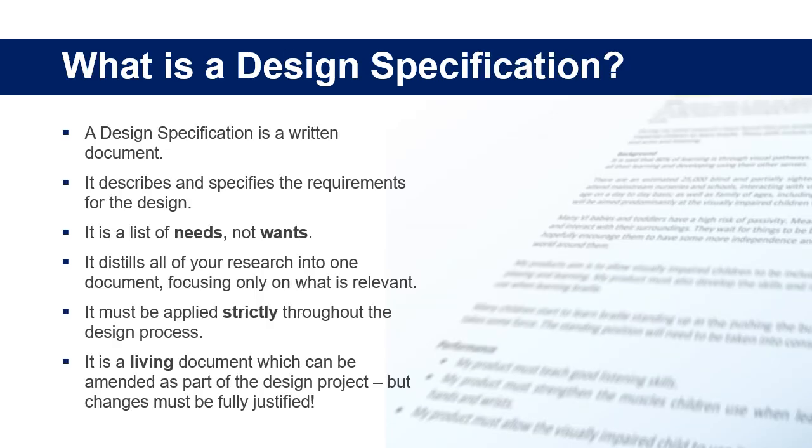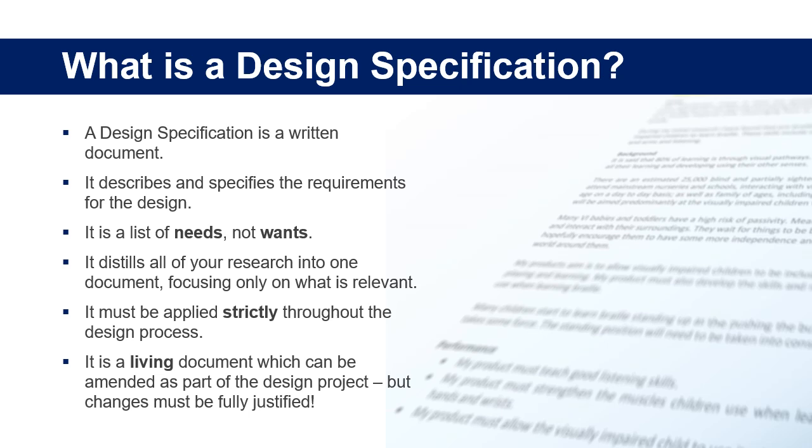So a design specification is a written document. It's an easy to read document that describes and defines the requirements for the design. Very importantly, it is a list of needs, requirements. It's not a list of things that you would quite like, that you would want from this, that you might think would be in there. It's a list of only the things that your design really requires in order to fulfill what you need it to do.